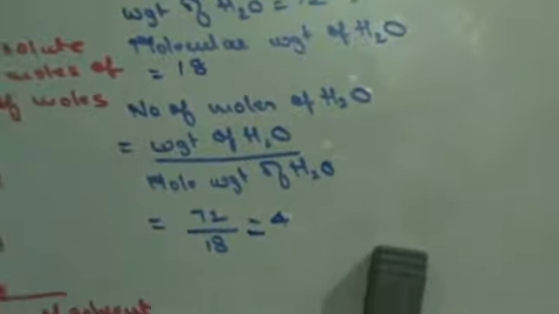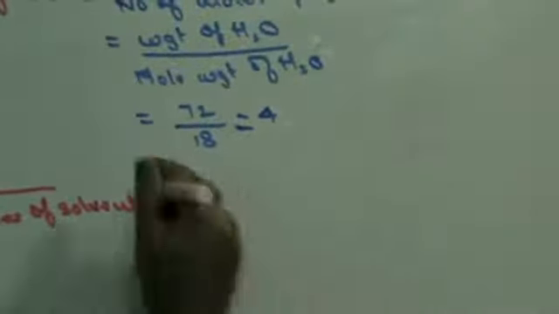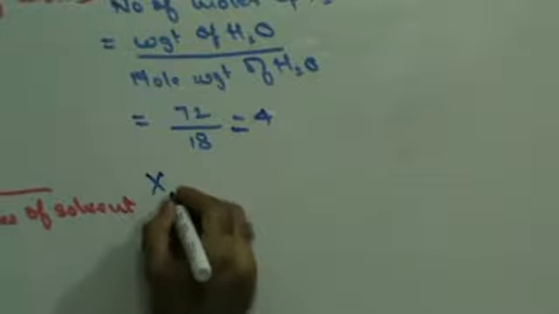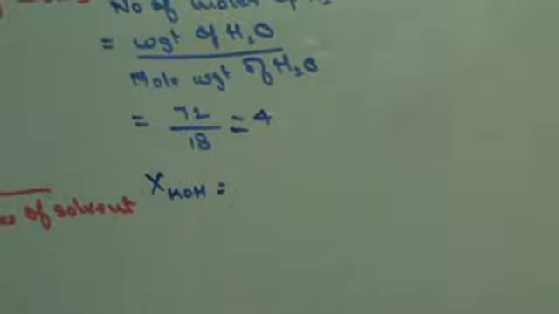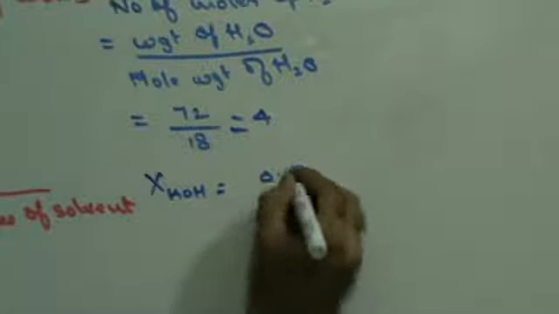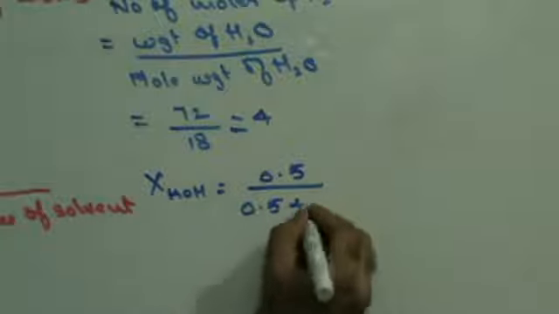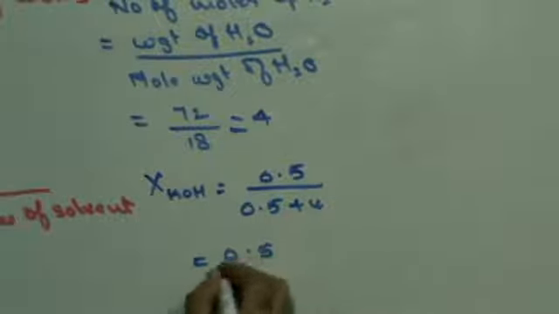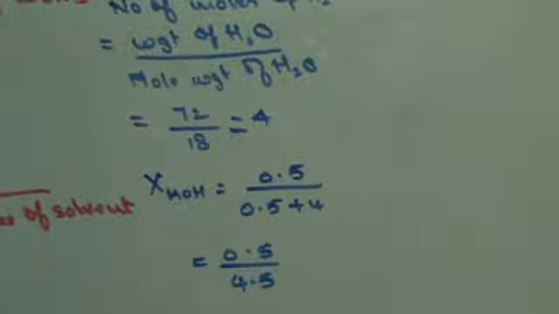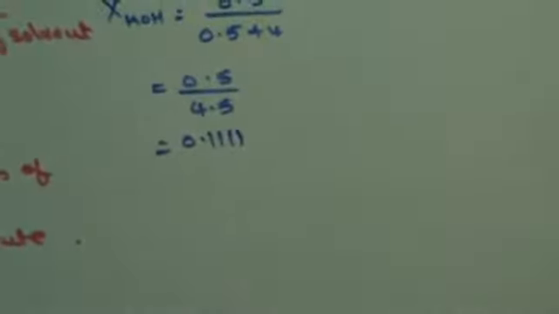Now once I know the number of moles of KOH and water, I can find out the mole fraction. I can say that mole fraction of KOH, that is mole fraction of solute, is nothing but number of moles of solute upon total number of moles present in the solution, that is 0.5 plus 4, that's 0.5 upon 4.5. When you divide, this should come to 0.111. To 4 decimal places it will be 0.1111.